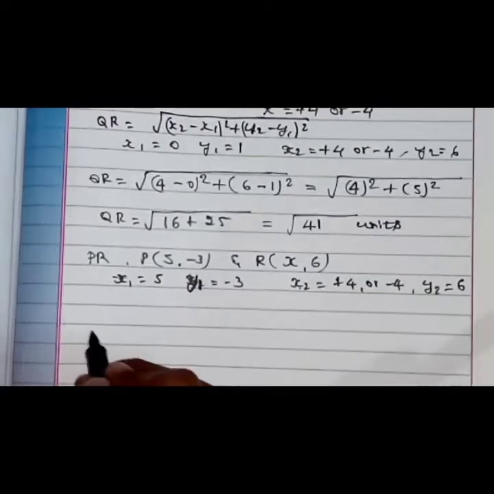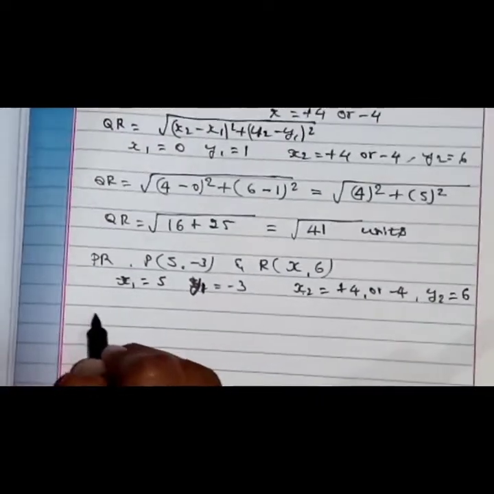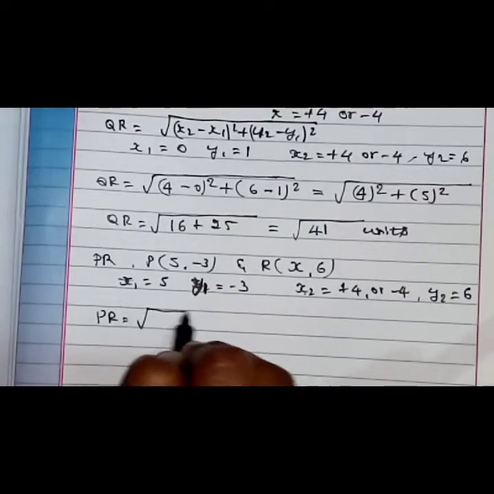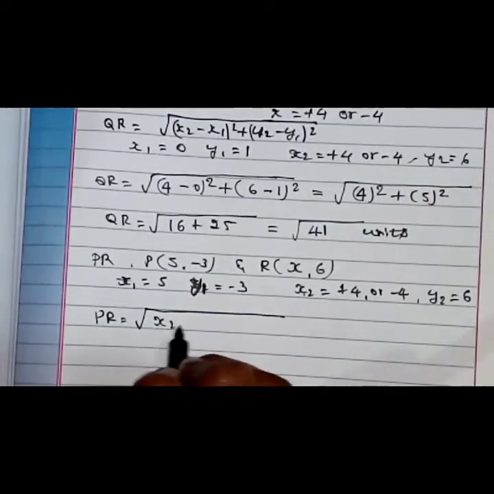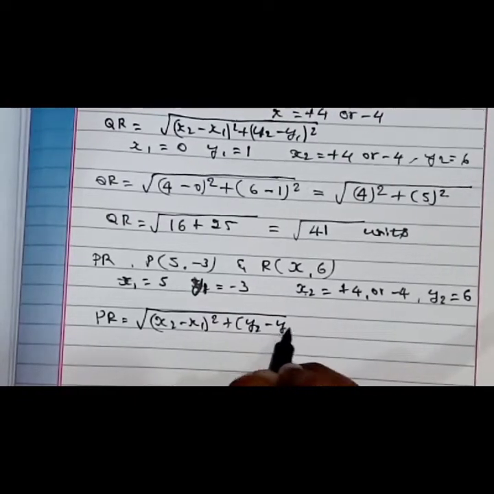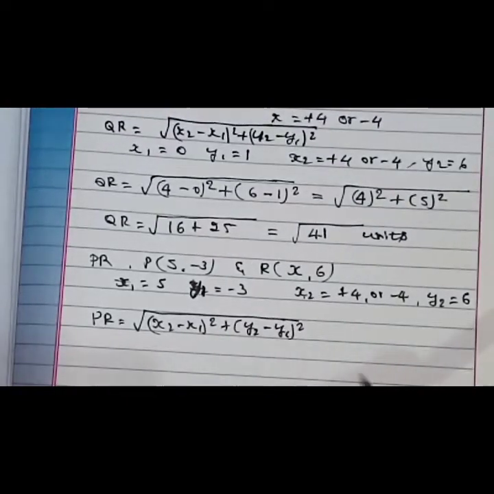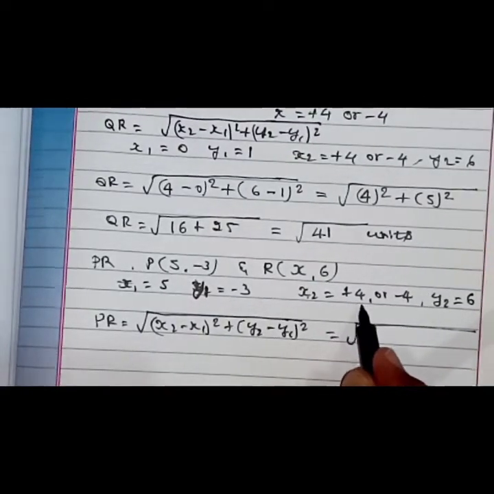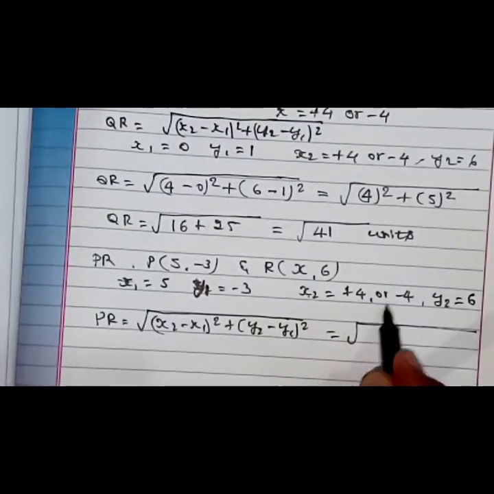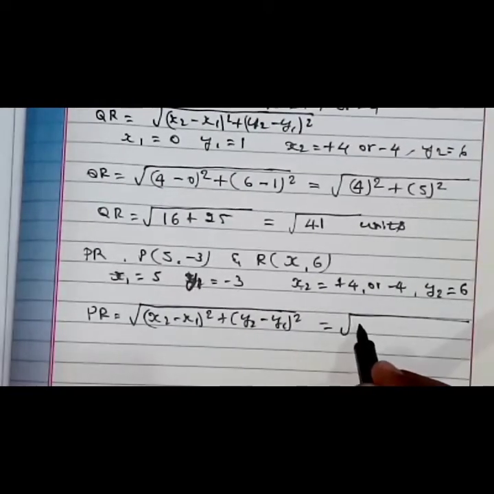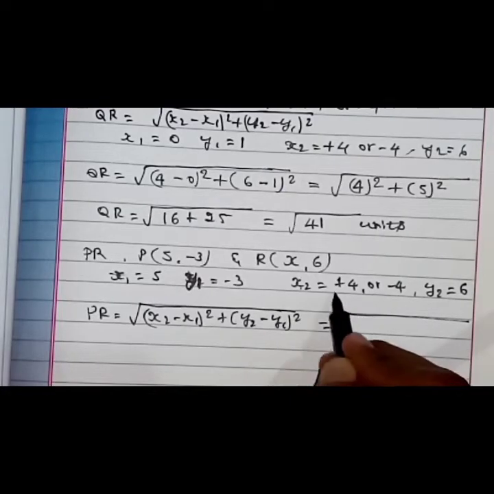Okay, so therefore you are able to find the distance between PR, right? So PR is equal to the square root of (x2 minus x1) whole square plus (y2 minus y1) whole square. Now what is x2 here? Here I'll take first plus 4, afterwards I'll take minus 4, and I will simplify it.